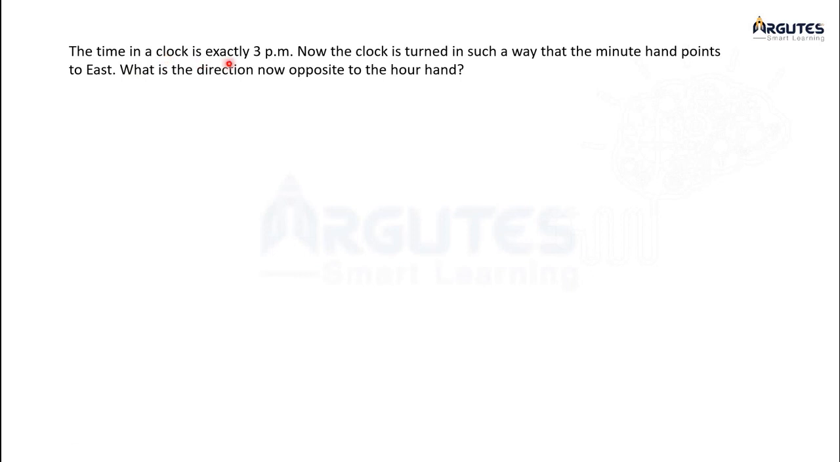The time in the clock is exactly 3 p.m. Now the clock is turned in such a way that the minute hand points to east. What is the direction opposite to the hour hand? The word opposite to the hour hand is very important because this is the question here. Now, you know how the clock will be at exactly 3 p.m., right? So hour hand will be here and minute hand will be here.